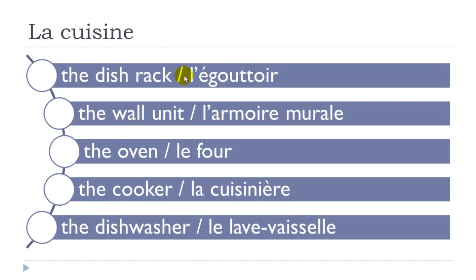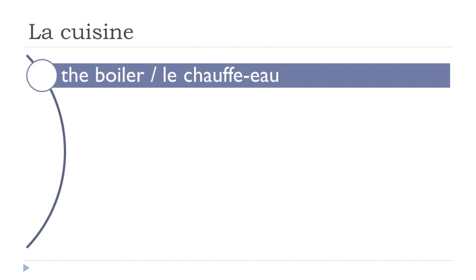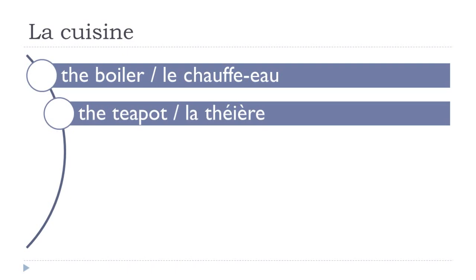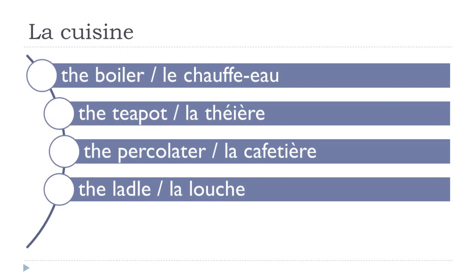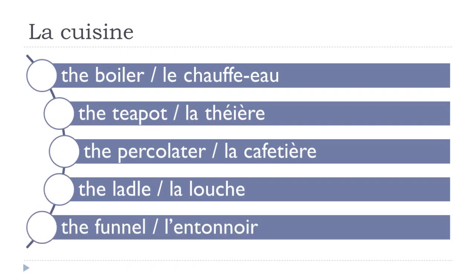Okay, let's see them one more time. L'égouttoir. L'armoire murale. Le four. La cuisinière. Le lave-vaisselle. Le chauffe-eau. La théière. La cafetière. La louche. L'entonnoir. Okay, let's see them one more time. Le chauffe-eau. La théière. La cafetière. La louche. L'entonnoir.